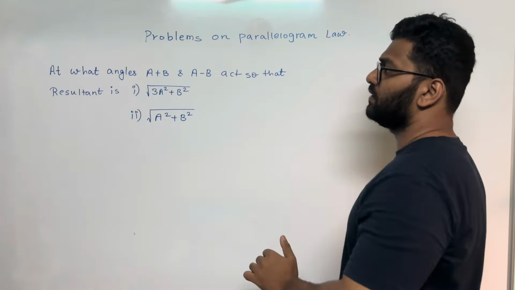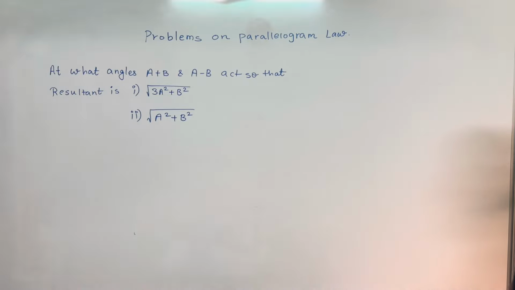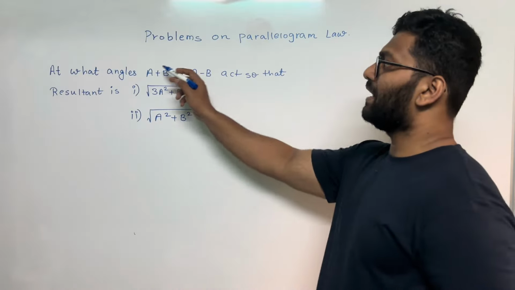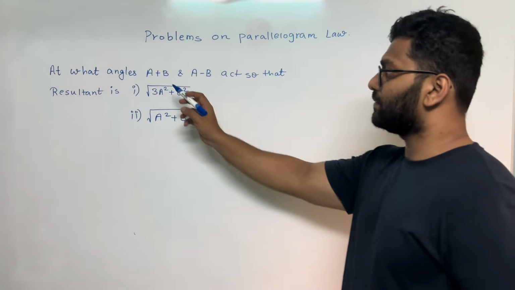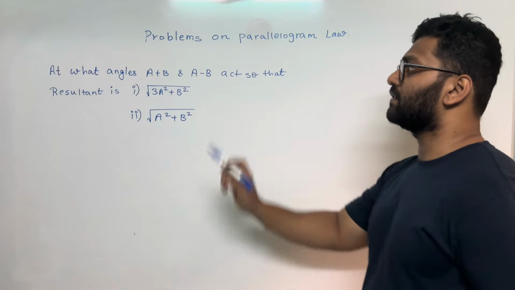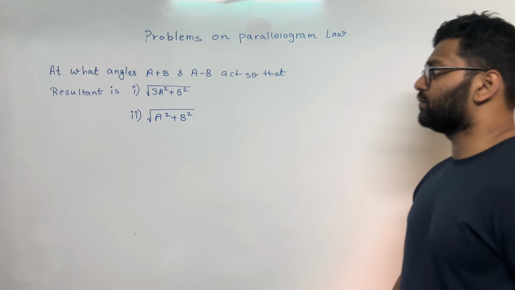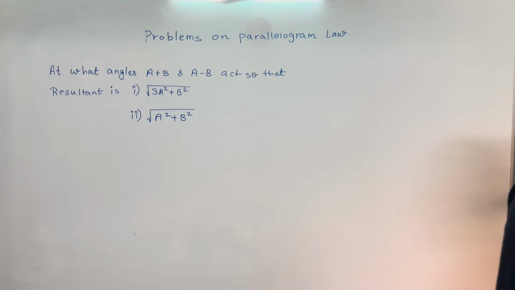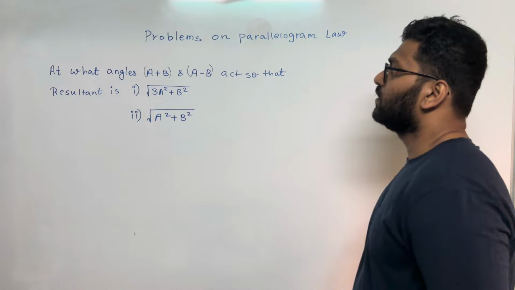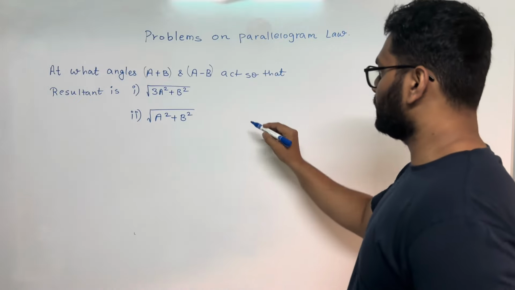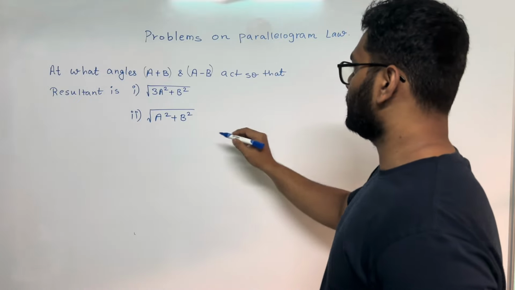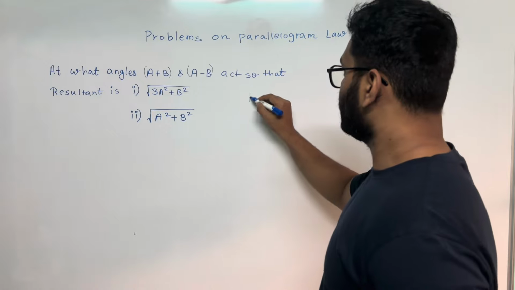So again, we will use parallelogram law of vector addition. Note that this is not a bar plus b bar. It is a scalar a plus b, a minus b. We don't know the values of these, but the resultant value is given. So let's say a plus b and a minus b act at an angle theta so that the resultant is this. If I use parallelogram law of vector addition, now I will write in different variables.